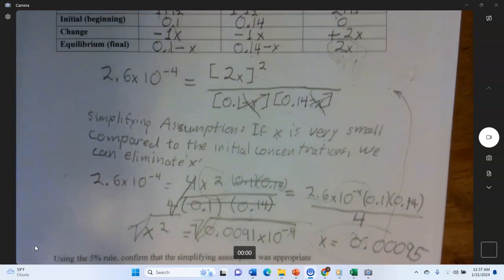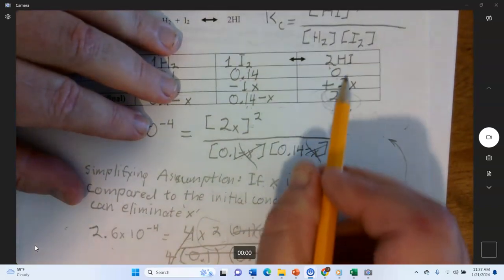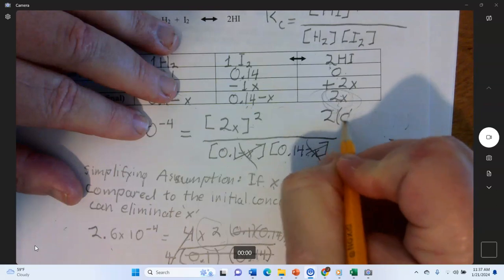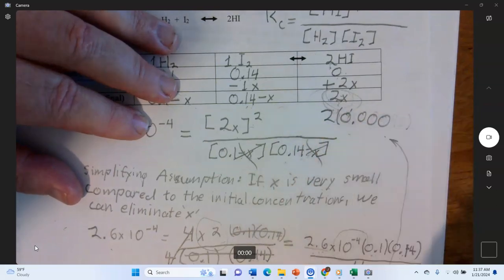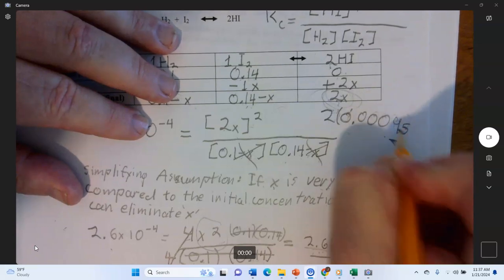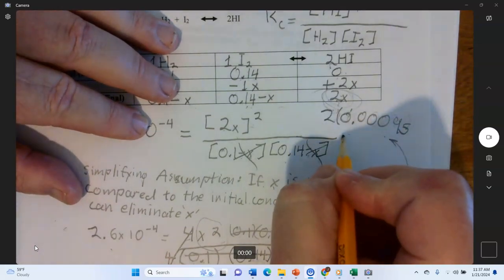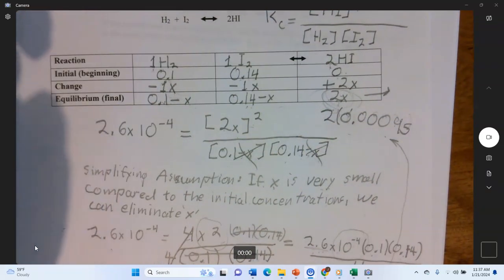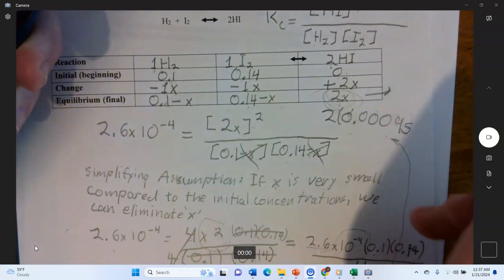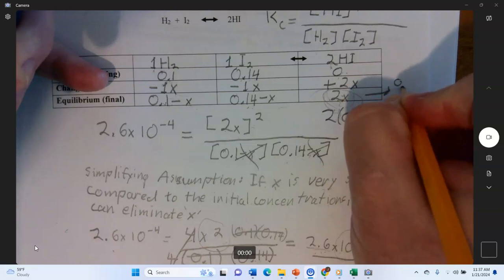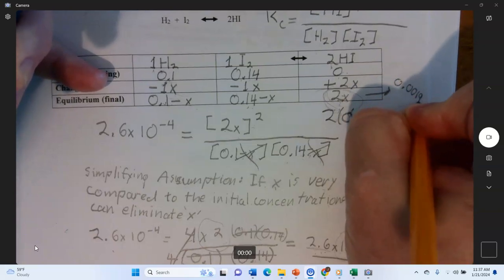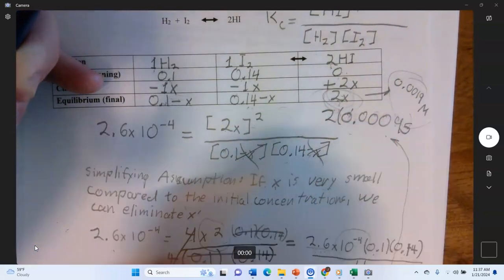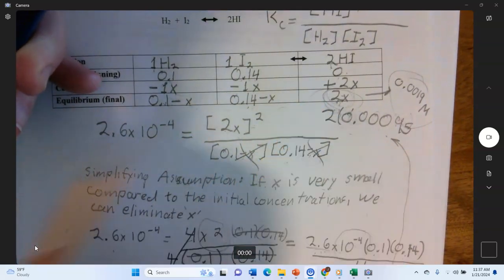Now you're going to come up here, and you want to know the concentration of HI. And it's 2 times x. So it's going to be 2 times 0.00095. Okay, and that's going to equal, I'll write it right here, the final answer. Multiply that by 2, and it's 0.019. And it's molar. It's a concentration, so it's a molarity. So that's it. I kind of wrote it in the margin, but that's the final answer. That's the concentration of HI.